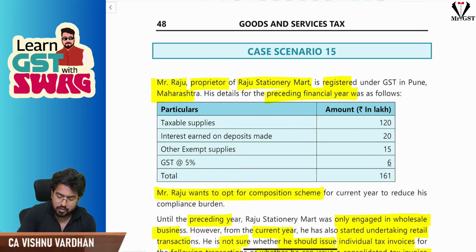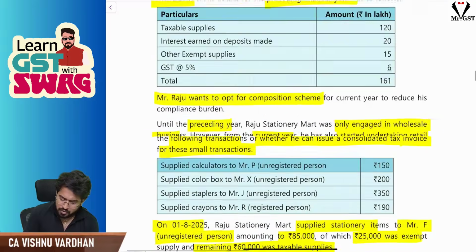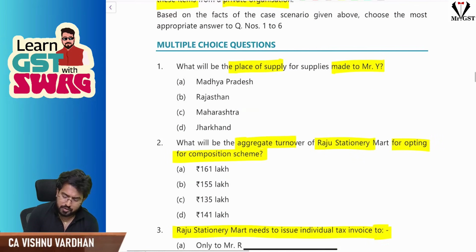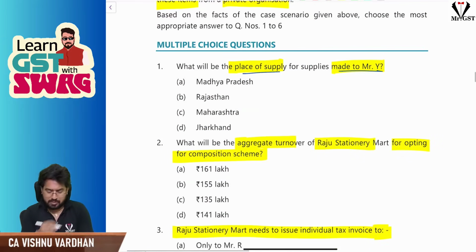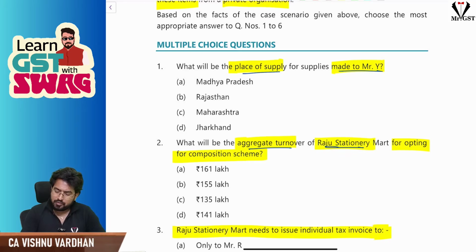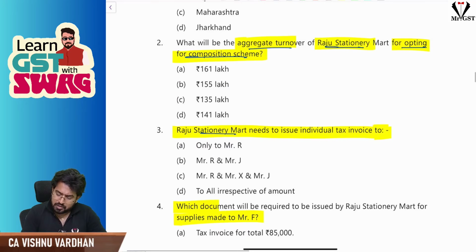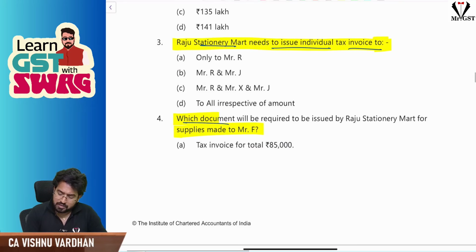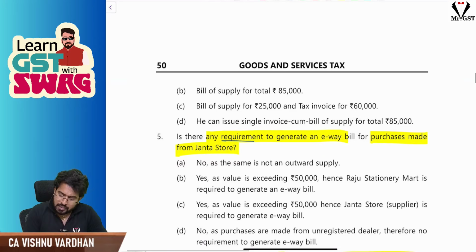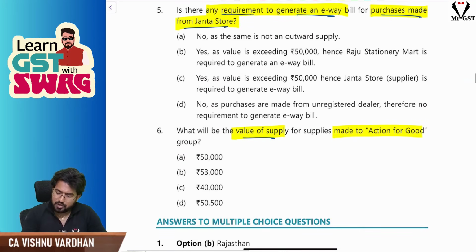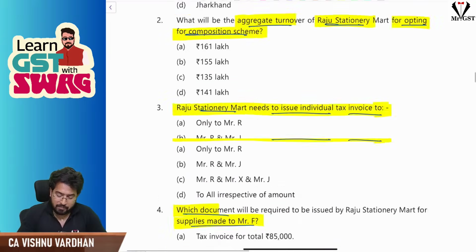Now coming to case scenario number 15, the questions, if you see: place of supply for the supply made to Mr. Y; aggregate turnover of Raju Stationery Mart for opting for the composition scheme; Raju Stationery Mart needs to issue individual tax invoices to whom; which documents he has to issue for the supplies made to Mr. F; is there any requirement to generate an e-way bill for purchases made from Janata Store; and what is the value of supply for the supplies made to Action for Good group. Okay, right, fine. Let us go to the question.